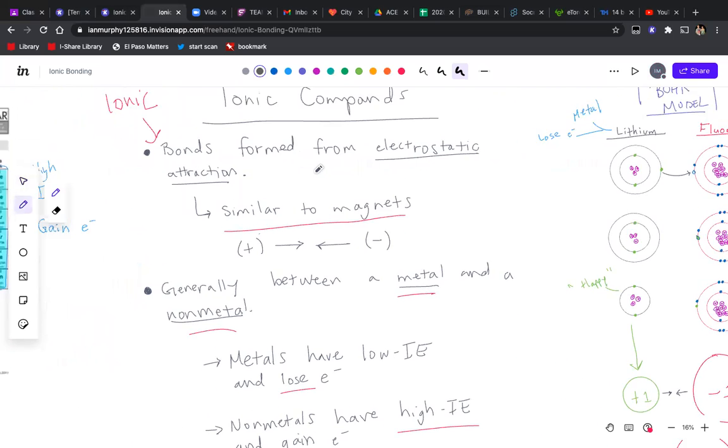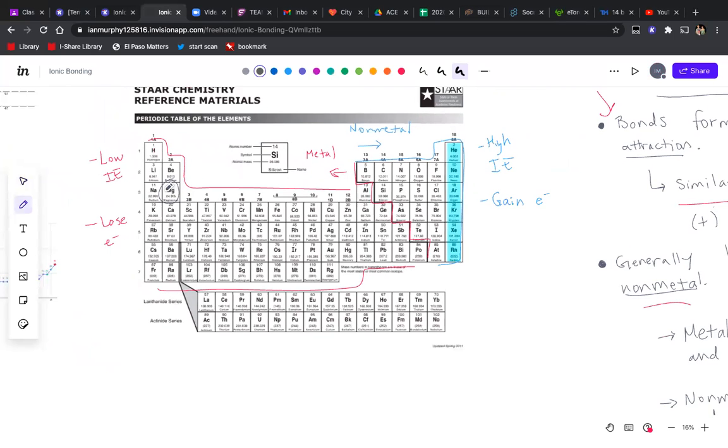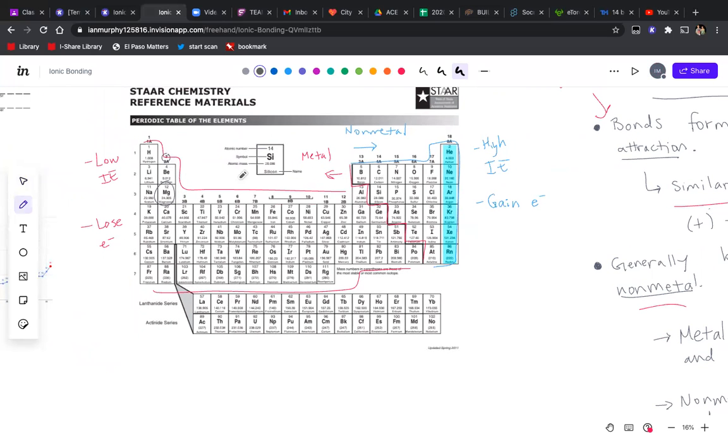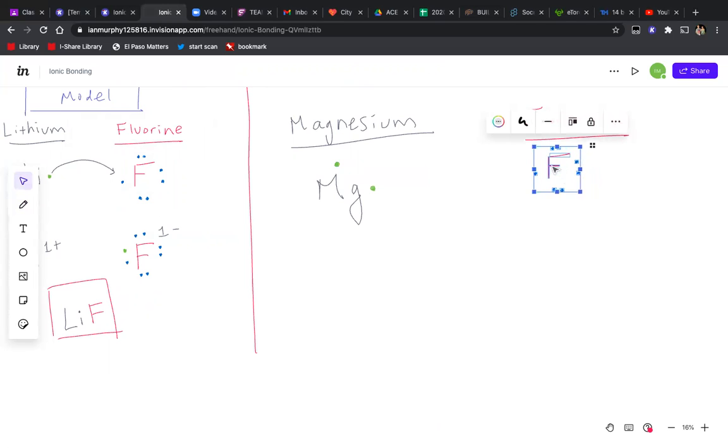We're going to write down magnesium. Let's look at the periodic table here. Magnesium's right here, so Mg, it's in the second period. It's going to have 2 valence electrons. So we're going to write Mg, and we're going to show magnesium with its 2 valence electrons. And then we're going to do the same thing for fluorine. And here we are. I'll just leave it like that.